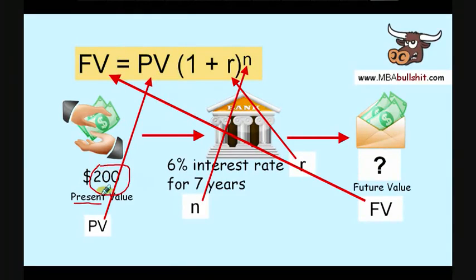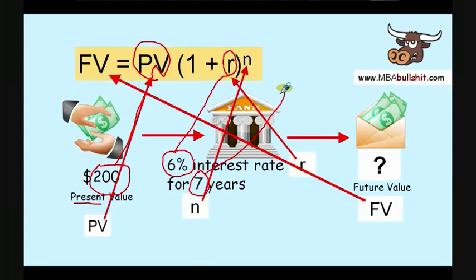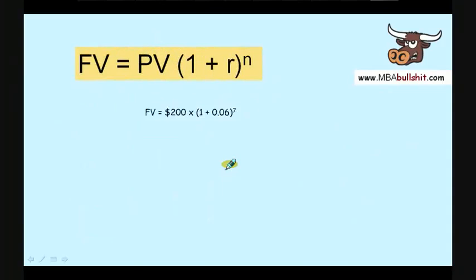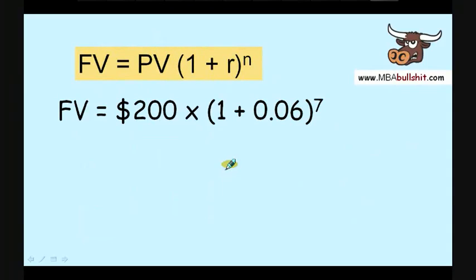So 200, as we know, is PV. It ends up going over here. The R, as we know, is 6%, and it ends up going over here. The N, as we know, is 7, and it ends up going over here. Alright? So it looks pretty messy right now, but if we write it down neatly and clearly, it'll look like this. Alright? So $200 is the present value.